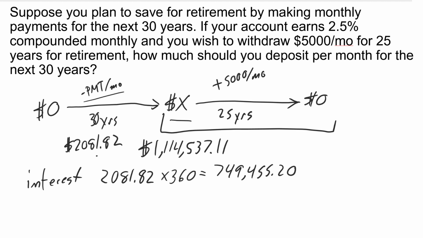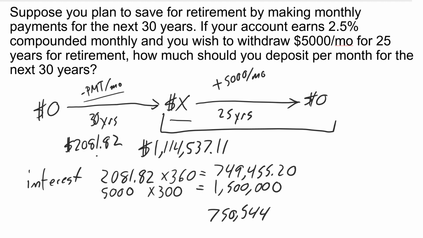The amount of money taken out of the account is the $5,000 times 300 payments, the 25 years of monthly withdrawals. And that is $1,500,000. And the difference between those two numbers, if we subtract them, is $750,544.80. So you actually end up earning more money in interest here than you actually put in the first place.